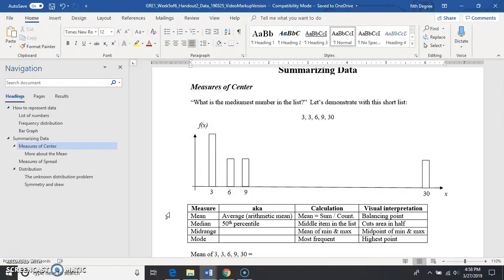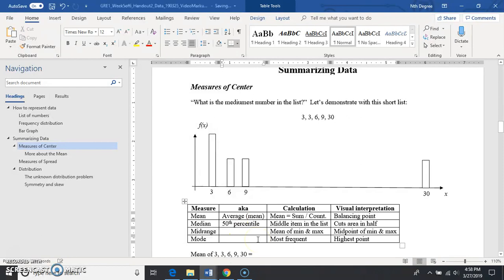So let's take a look at each one of them in turn. The mean is also known as the average. Now on the GRE exam, they actually word it this way. They call it the average, and then in parentheses, arithmetic mean. When you see that phrase, you can ignore the word arithmetic. It means something, but you don't need to know what it means.